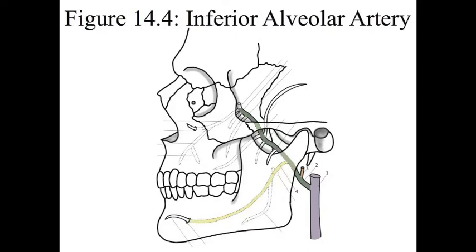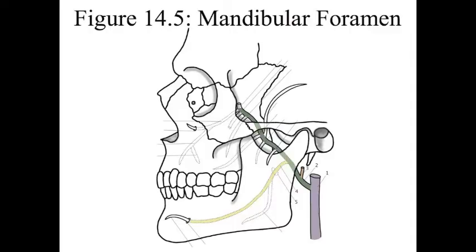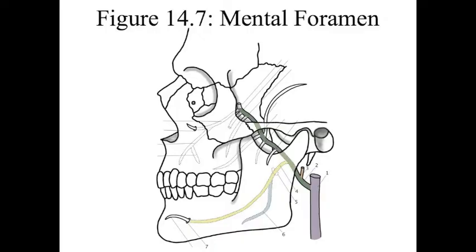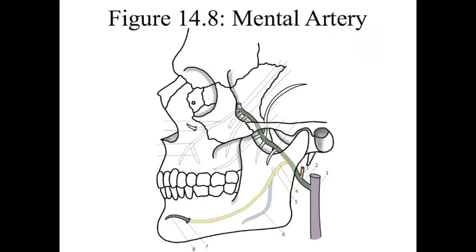Number 4 is the inferior alveolar artery. This artery supplies the blood to all of the teeth on the mandible. Number 5 is the mandibular foramen. This is the foramen in which the inferior alveolar artery enters the mandible. Number 6 is the mylohyoid artery. It is a branch of the inferior alveolar artery, but it goes to feed the mylohyoid muscle. Number 7 is the mental foramen. Number 8 is the mental artery.